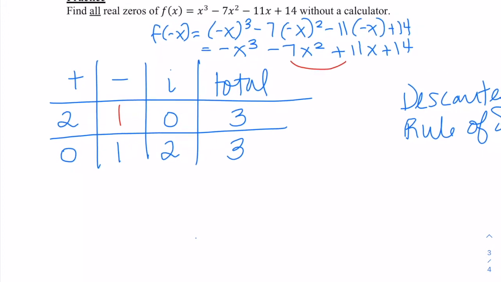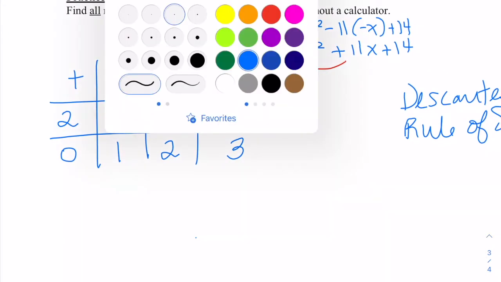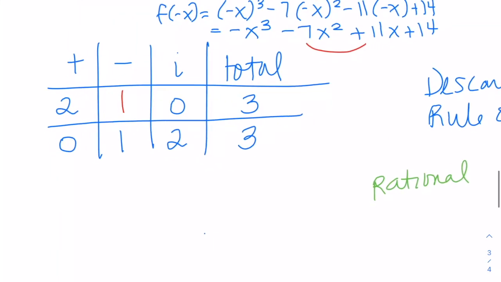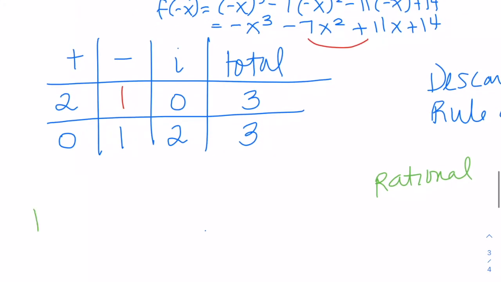So let's generate the possible roots. We're going to use the rational zeros, right? We're going to look at those P over Q's. So when we look at the P over Q's, we're looking at all the factors of the constant and all the factors of the leading coefficient. So we're using the rational zero test here.